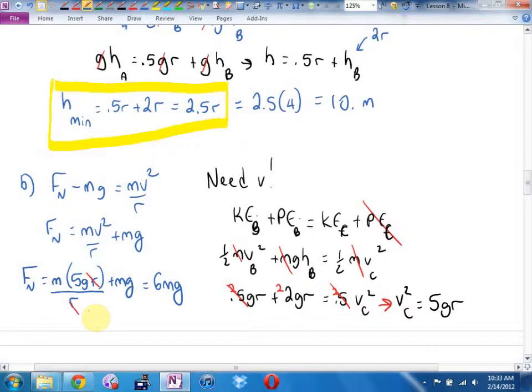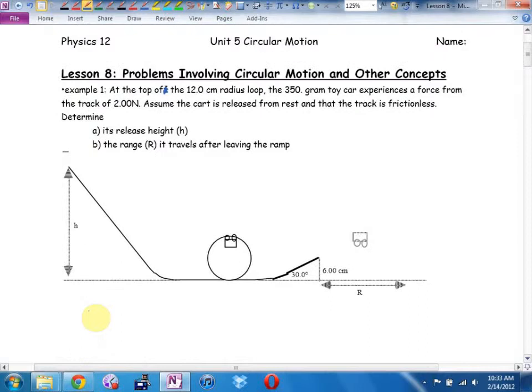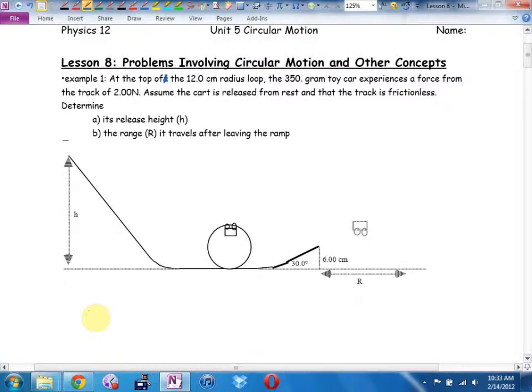Is that all right? Let's go back to example one then. Here's our toy car. More roller coaster loops, except now we're on a smaller scale. But this time it doesn't just barely make it. It tells me that at the top of the loop, it experiences a normal force, a force from the track of 2 newtons. It says, find its release height.